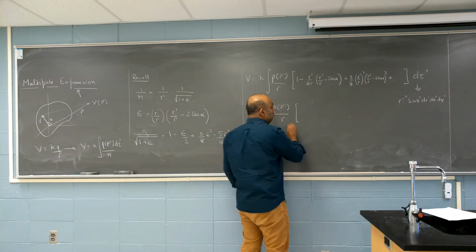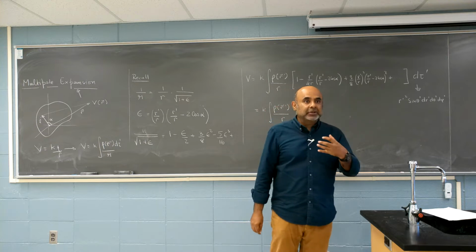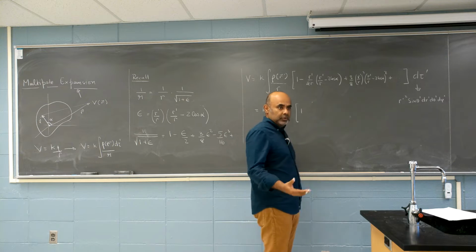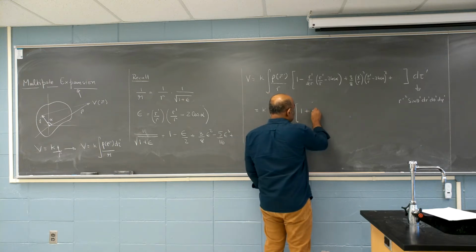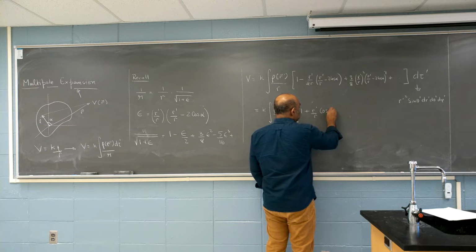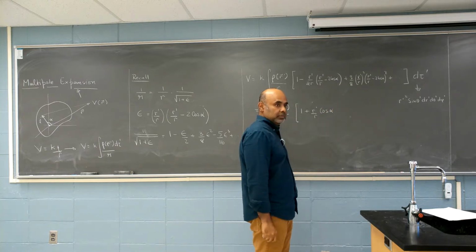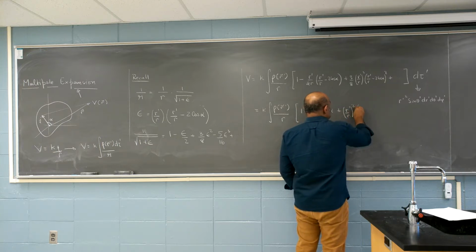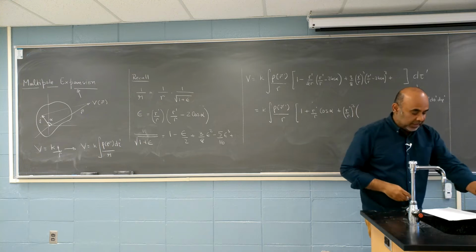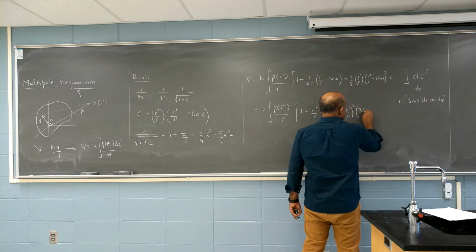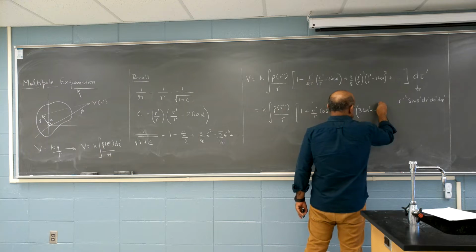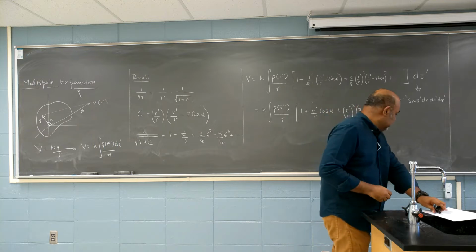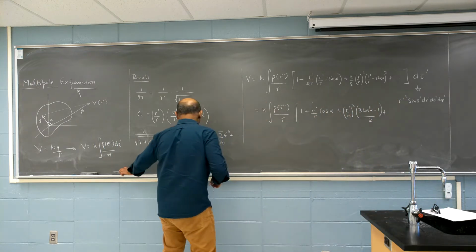What you're going to end up doing once you simplify and you collect factors of 1 over r, what you'll find is the first term is 1, no surprise there, plus r prime over r cosine alpha plus r prime over r squared. I'm just going to write it one more time so that we don't need this integral anymore.